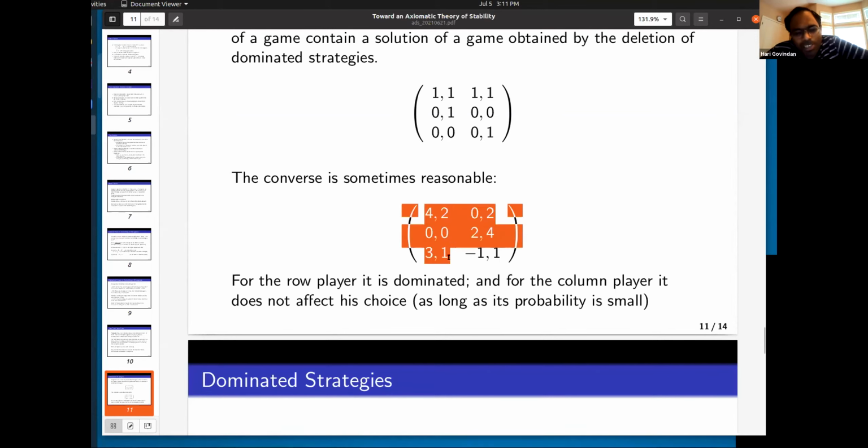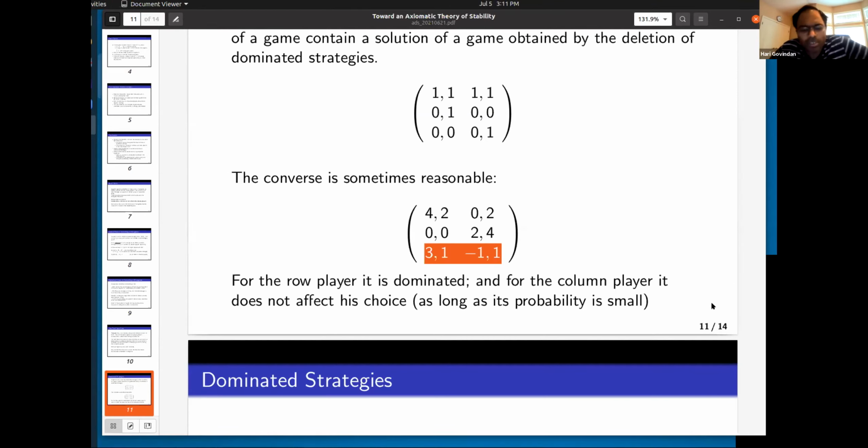Okay. So think about this game here. I've added the bottom row as a strategy. This bottom row, if I've got it right, is dominated by a combination of the other two rows. But from player two's perspective, it doesn't matter, right? His choice between left or right is completely unaffected by whether this bottom row is there or not. So this is a kind of strategy that I should be allowed to add and insist that the solution not change.